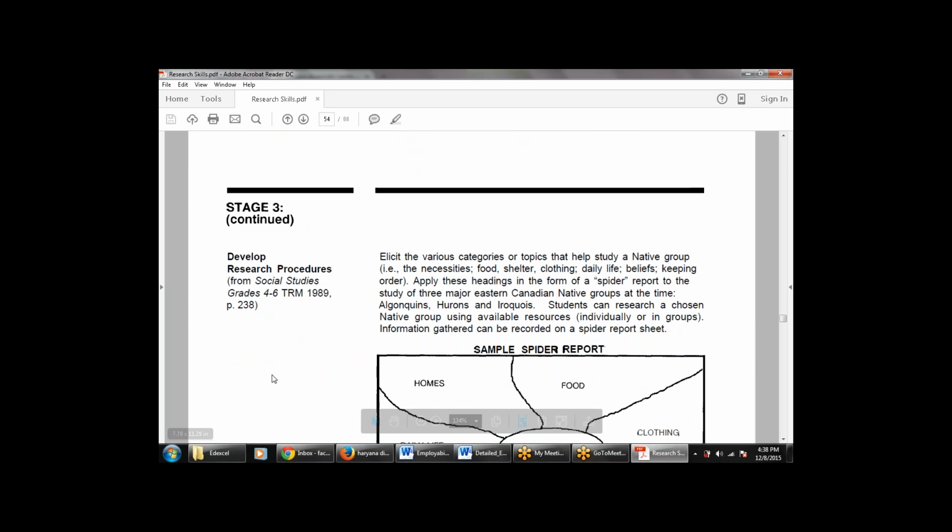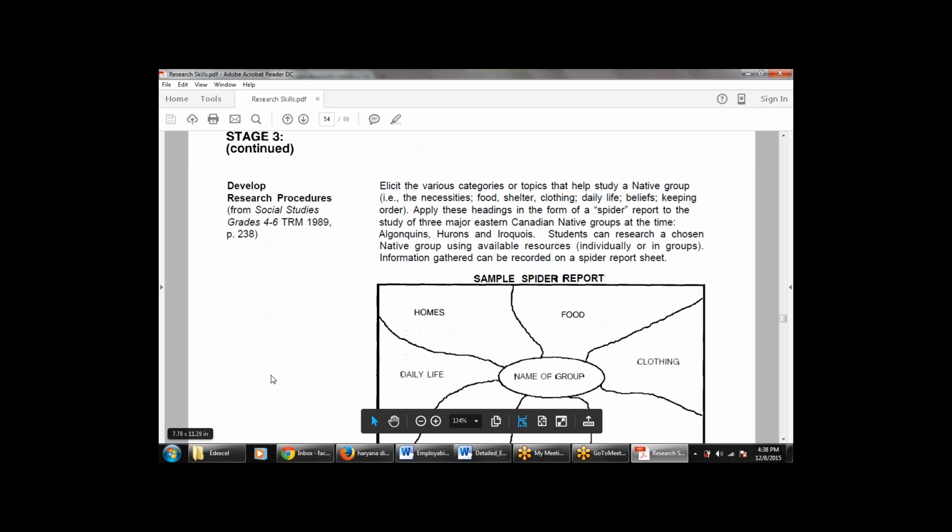The next is developing the research procedure, which is also covered in information processing. So what are the various basic necessities? That is food, shelter, clothes, daily life, beliefs, keeping order, etc. Now when we apply these headings in the form of a spider, used with the major Eastern Canadian native groups at the time, students can research a chosen native group using available resources individually or in a group.